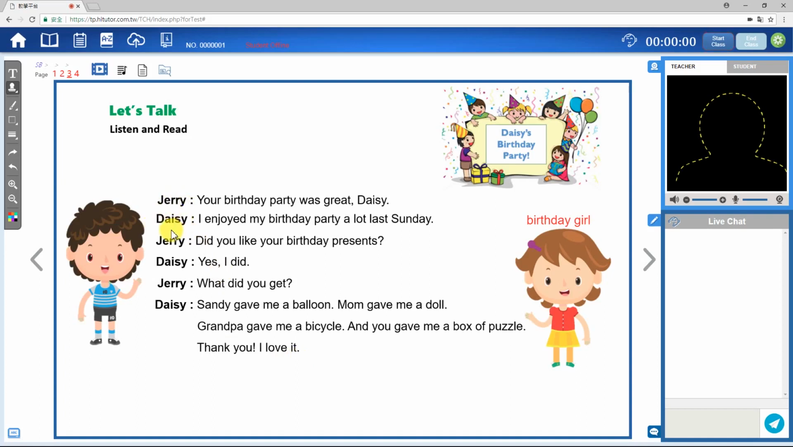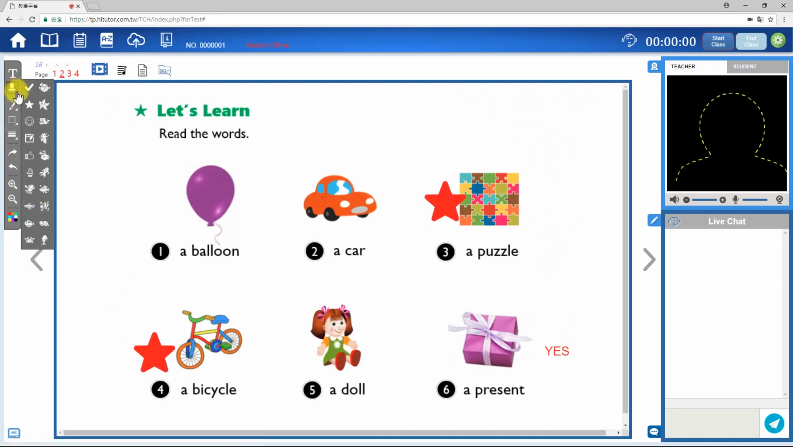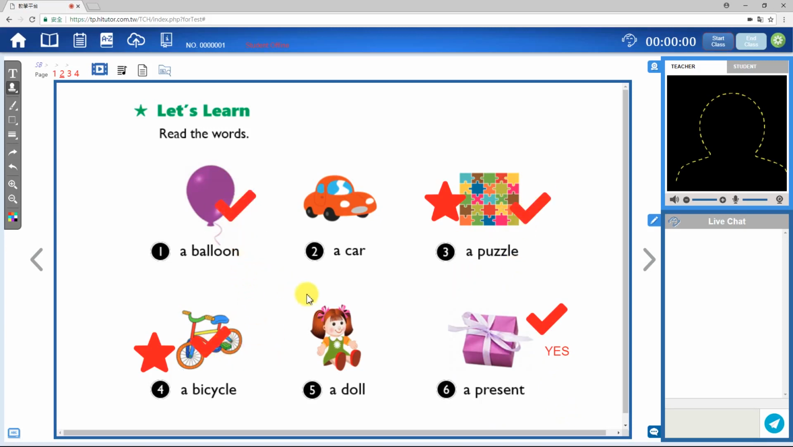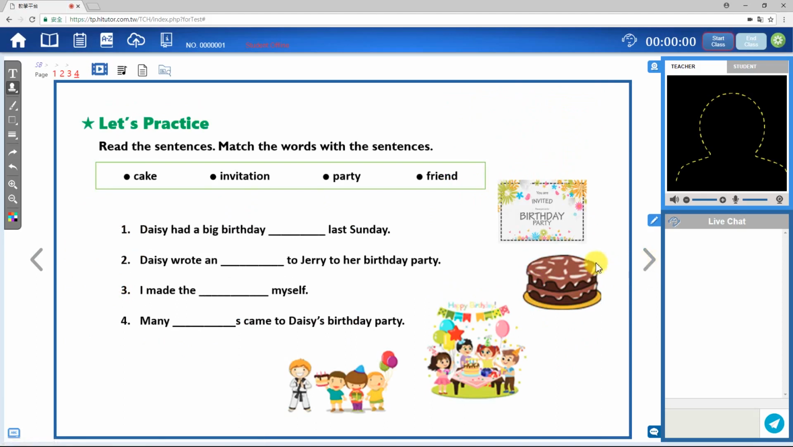Good job. Let's go back to your guesses. So did Daisy get presents on her birthday? And Daisy got a puzzle, a bicycle, and a balloon and a doll. You made right guesses. How about let's practice to make the words into sentences? Look at this part. Please read the title for me. Let's look at the words first. I say 1 time and you say 3 times.